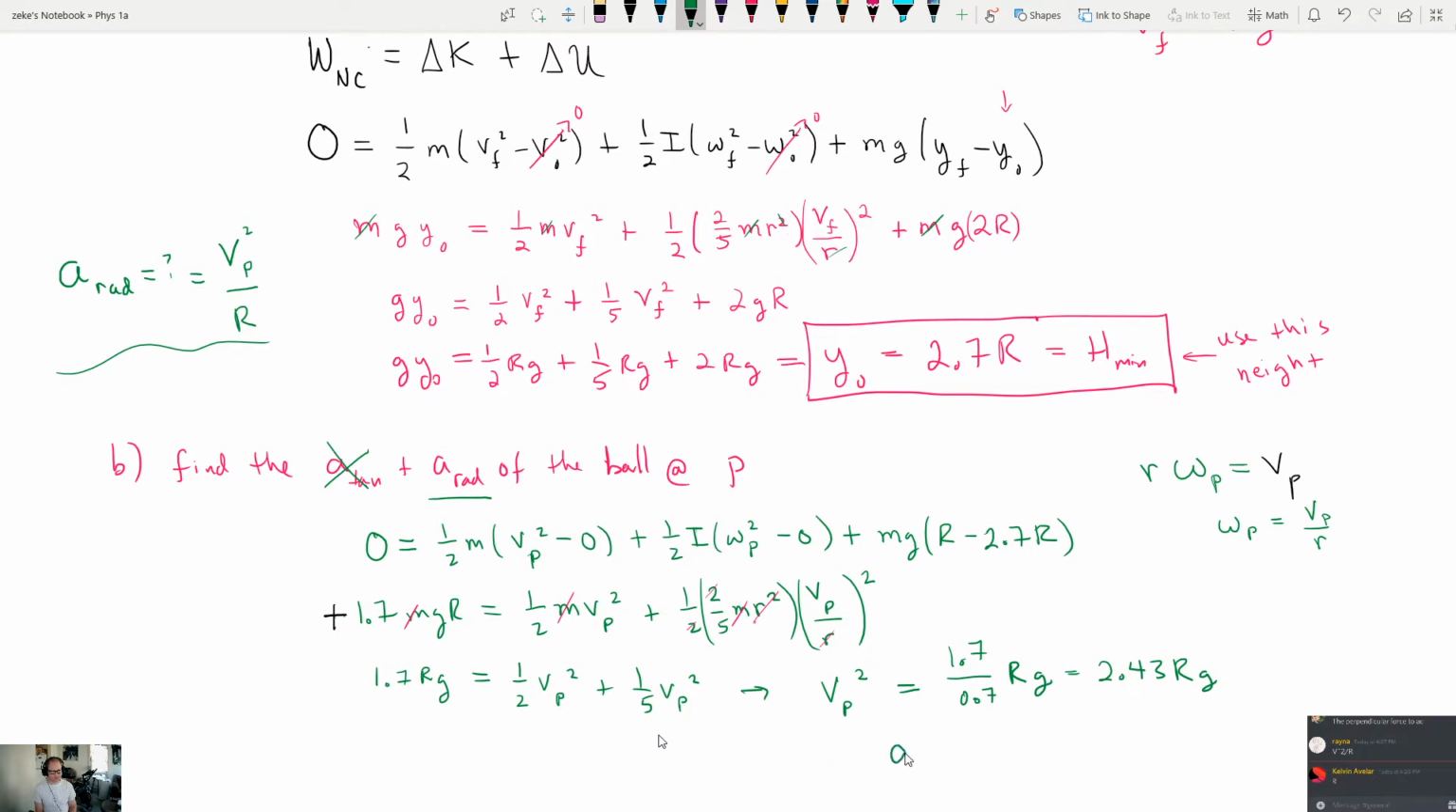And then we can use that to find the radial acceleration, because it's just v squared divided by r, so it's going to be equal to about 2.4 g's. That's what the radial acceleration is, assuming I didn't make any mistakes there. Does that make sense?